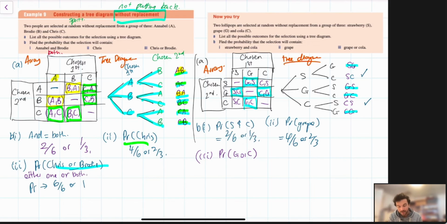Apologies for that. Because this next one, or, is going to be all of them. All of them have either grape or cola. So this one's going to be 6 out of 6 or 1.